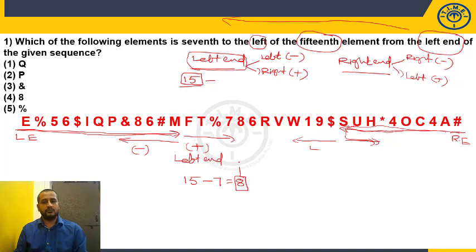We have started counting from the left hand. So 8th from the left hand is our answer. 1, 2, 3, 4, 5, 6, 7, 8. So P is our answer. Simple. Clear? Now, let me do a small modification in this question.